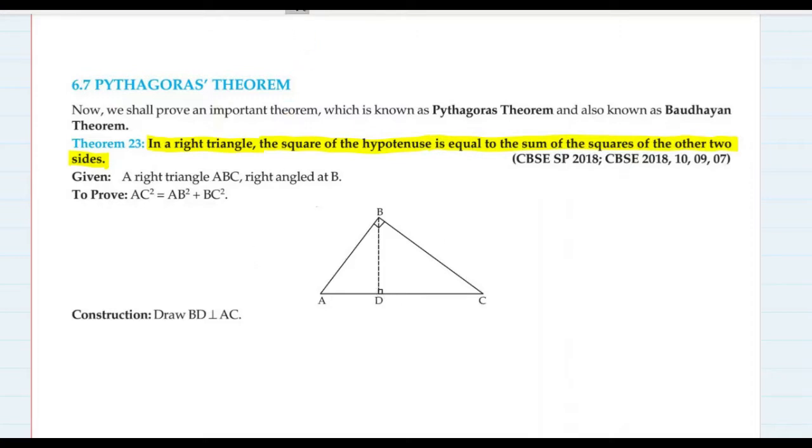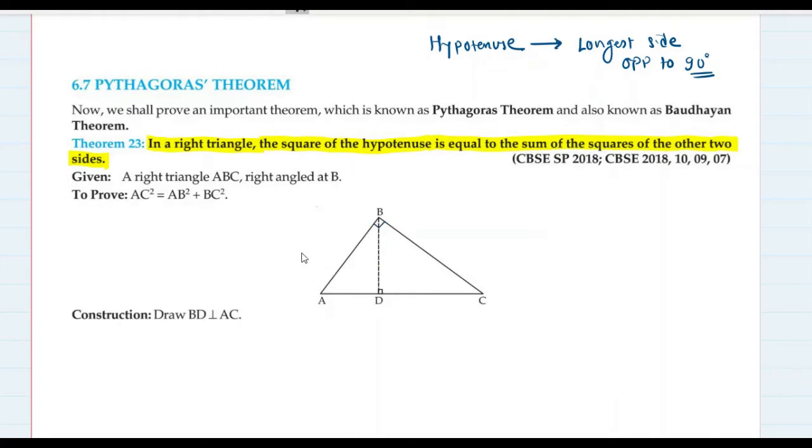First of all, you all must know what is a hypotenuse. Hypotenuse is the longest side in a right angle triangle, which is opposite to the right angle. So in triangle ABC, angle B is the right angle. So which side is opposite to angle B? AC. So hypotenuse is AC. Correct? Hypotenuse is AC. So what is Pythagoras theorem?